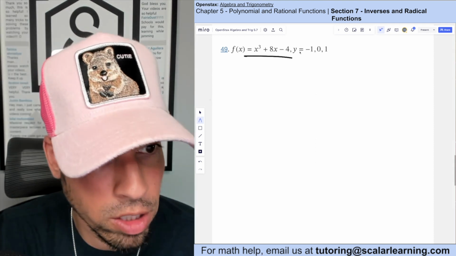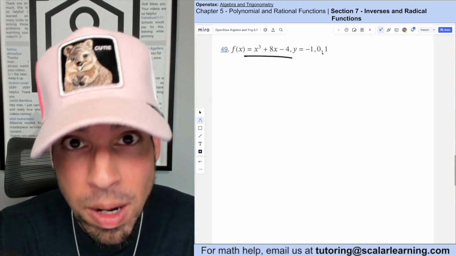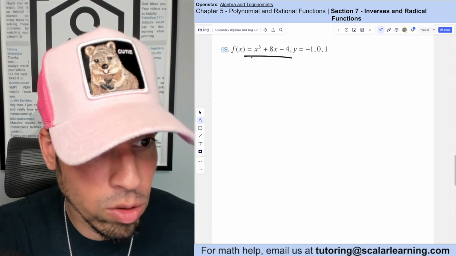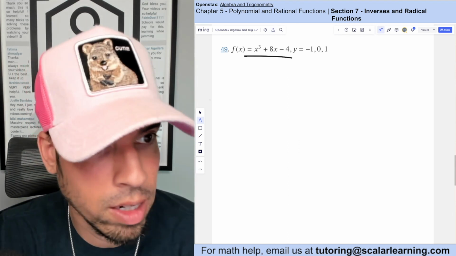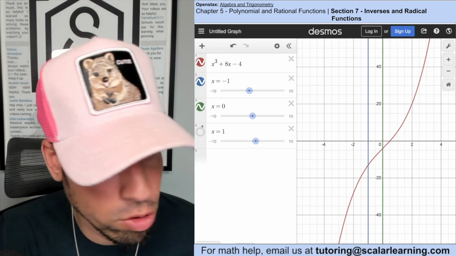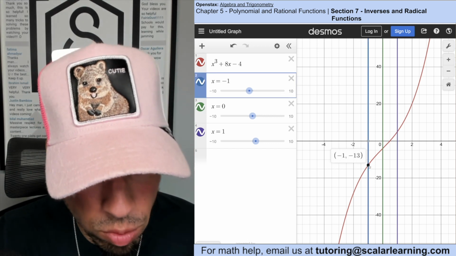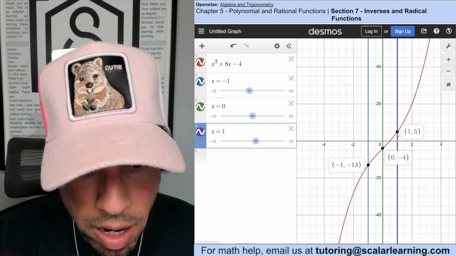So for this one, we're going to start by graphing this in Desmos, and then we want to know the coordinates for the inverse where y equals -1, 0, and 1. So we're going to start by finding the coordinates on the original function when x equals -1, 0, 1. I'm going to show you why in a second. So now we got a nice graph of the function. I'm going to add in x equals -1, 0, and 1 so we can get our nice 3 coordinates, (-1, -13), (0, -4), and (1, 5).